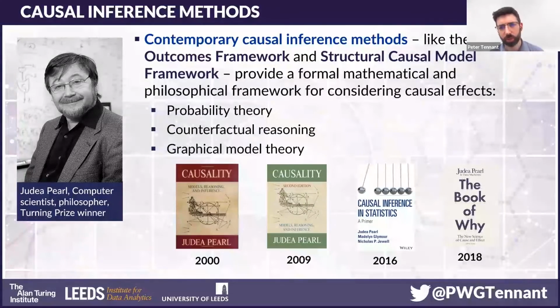And probably the two most prominent are the potential outcomes framework and the structural causal model framework. The structural causal model framework was developed by Judea Pearl on the left, who's pretty much become renowned as the originator of modern causal inference. And what these do is they provide a formal framework for us to actually start to think about causality and causal effects, which combines probability theory, counterfactual reasoning, and graphical model theory.